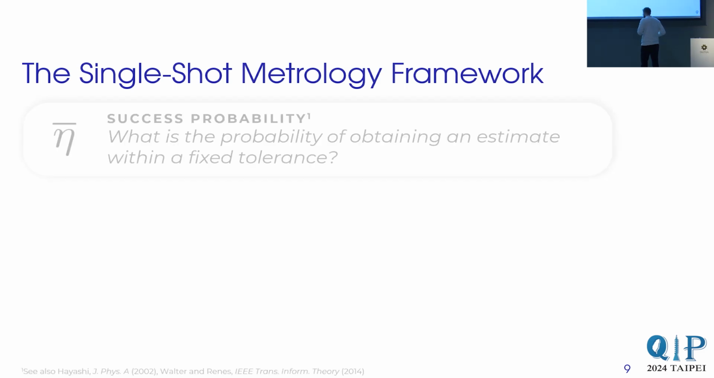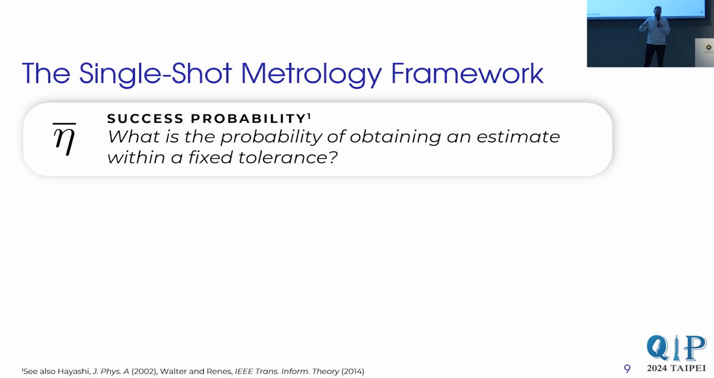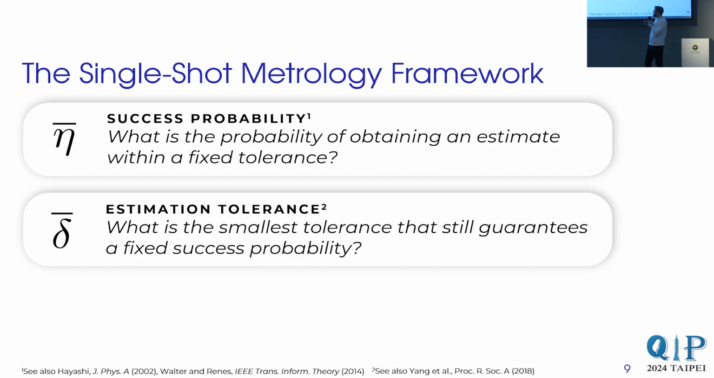And basically, to recap, I showed you at the beginning this minimax success probability, which is literally the answer to the question, what is the probability of obtaining an estimate within a fixed tolerance? But often, metrology people are interested in something else: some measure of confidence, or how large the deviation of the parameter actually is, like a standard deviation. And this we can obtain by reversing the question. So what is the smallest tolerance that still guarantees a fixed success probability? It's literally the inverse function of the above, and it's much more in line with what metrology people usually look at. So it's like a standard deviation, at least unit-wise.